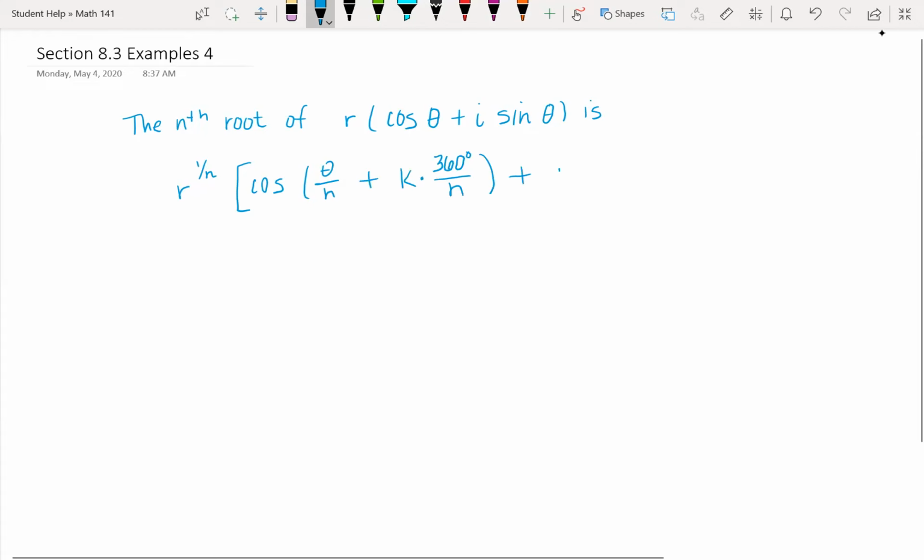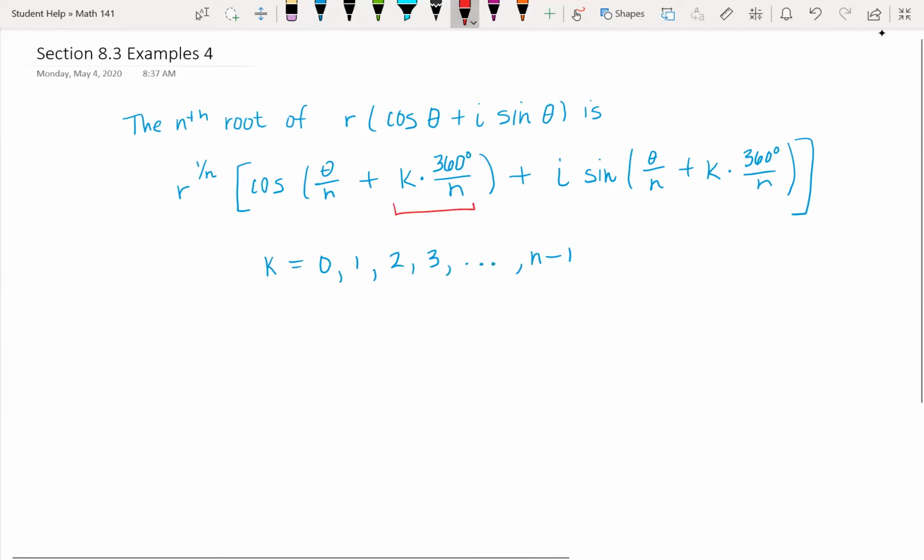We add on a particular angle value to find the other roots. I'll give you an example in just a second. The easiest way to do this is to find the first example when k is equal to 0. When k is equal to 0, this part is non-existent. And so what we're really doing is we're taking the angle and we're dividing it by the number of roots we're trying to find. If we're trying to take square roots, that would be 2 roots. If we're taking cube roots, that would be 3 roots.